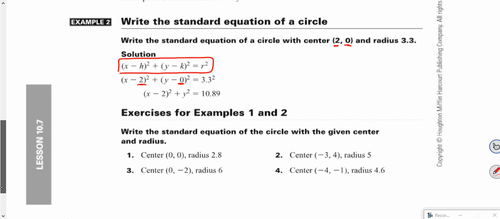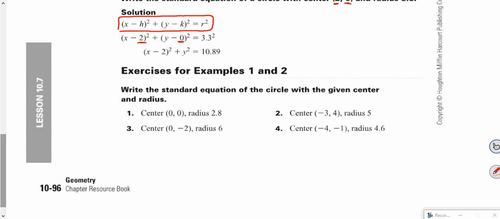Now let's look at some of these exercises ourselves. So write the standard equation of the circle with the given center and radius. Number 1, our center, (0, 0). That's my h and k. My radius here is my r. I'm literally just plugging those into the formula. So I've got (x minus 0) squared plus (y minus 0) squared equals 2.8 squared. Well, that is just x squared plus y squared equals, if you put 2.8 and square it, 7.84. That would be the standard equation of my circle.